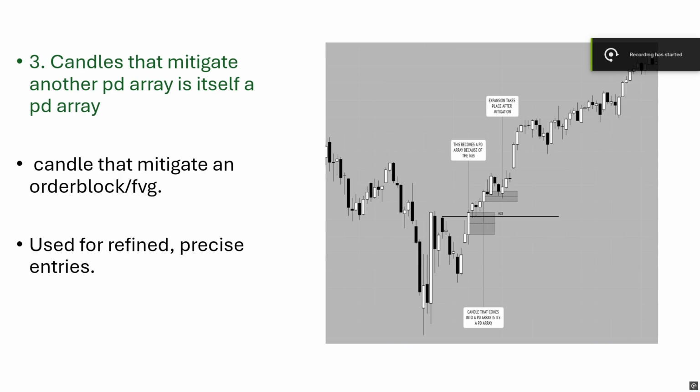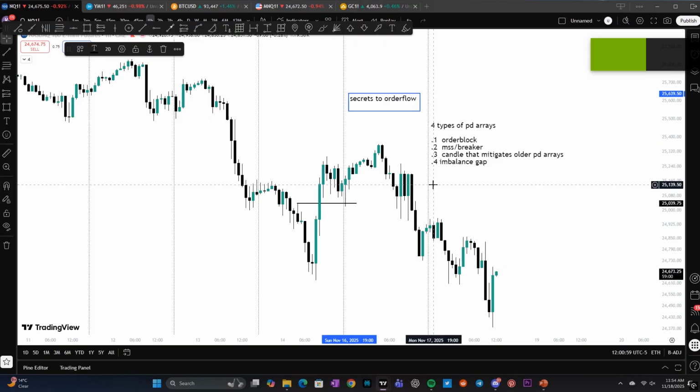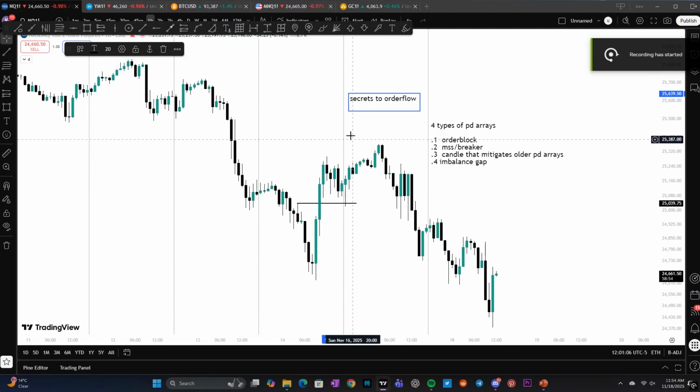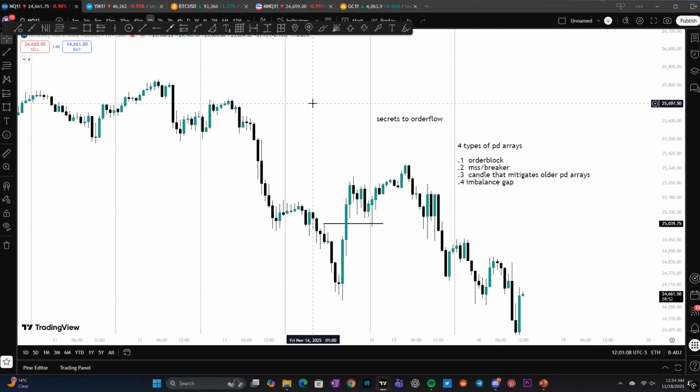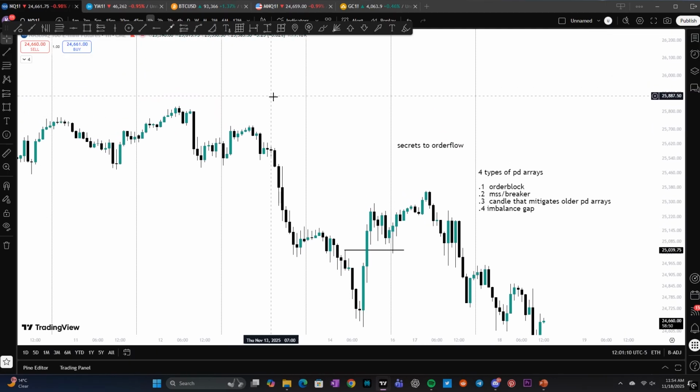Now I'll be showing you how to use these theories and these PD arrays on a real chart so you can understand properly and use it as an advantage yourself. As I have told you, there are four types of PD arrays. Let's talk first about the order block.